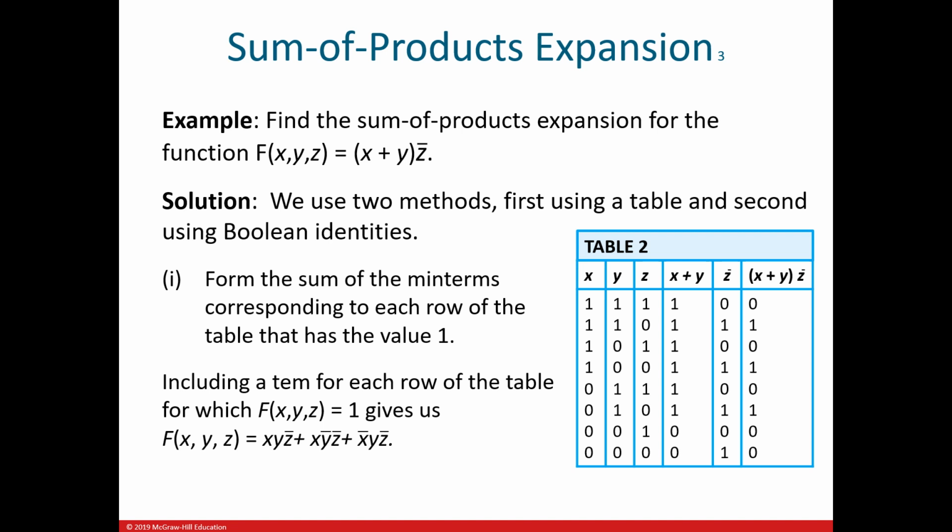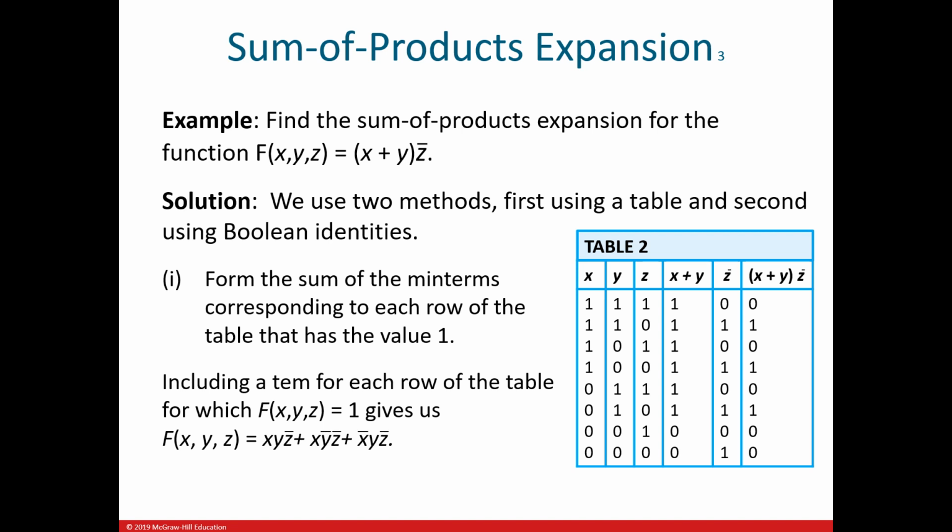In case of products it is straightforward, but in case of sums, we generally are looking at two possible values when it is true. So in this case, whenever x is true or y is true, this part is going to be true, and then whenever z complement is 1, then for this function we get value 1. So here we use two methods.